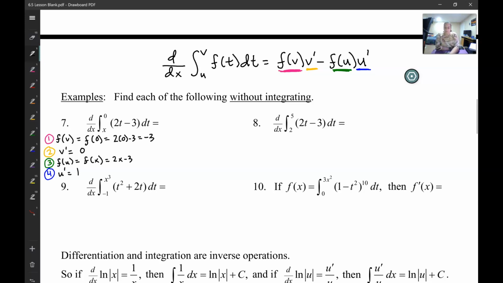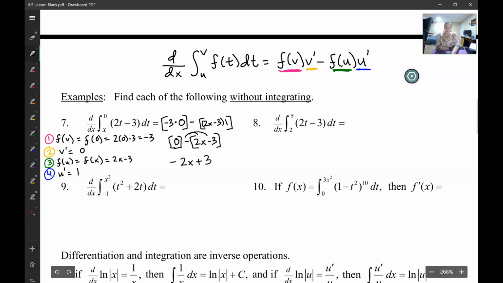Now I'm going to do f of v times v prime. So negative 3 times 0 minus f of u times u prime: 2x minus 3 times 1. And now I can simplify. Negative 3 times 0 is 0, minus 2x minus 3 times 1 is just 2x minus 3. I would keep brackets on this so that you remember to distribute that negative to get negative 2x plus 3. And that's my answer.